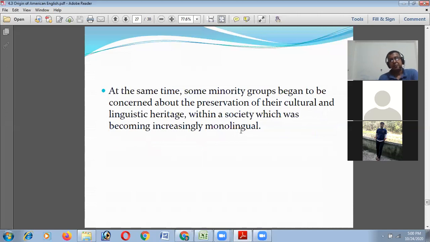At the same time, some minority groups began to be concerned about the preservation of their cultural and linguistic heritage within a society which was becoming increasingly monolingual. Some other minor groups are there. They were trying to establish their own cultural identity in the language in the USA as well, but they are less than 10%. We have already learned that 86 to 90% of people in America use English as their first language. In this regard, the number of first language users in America has increased in such a way.